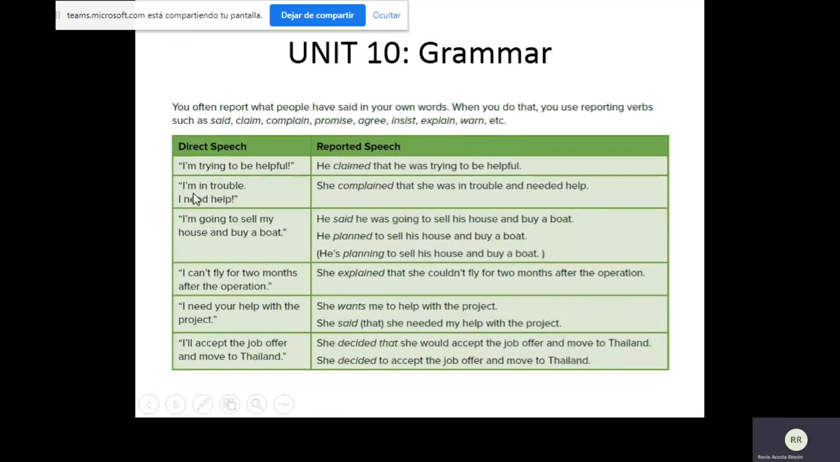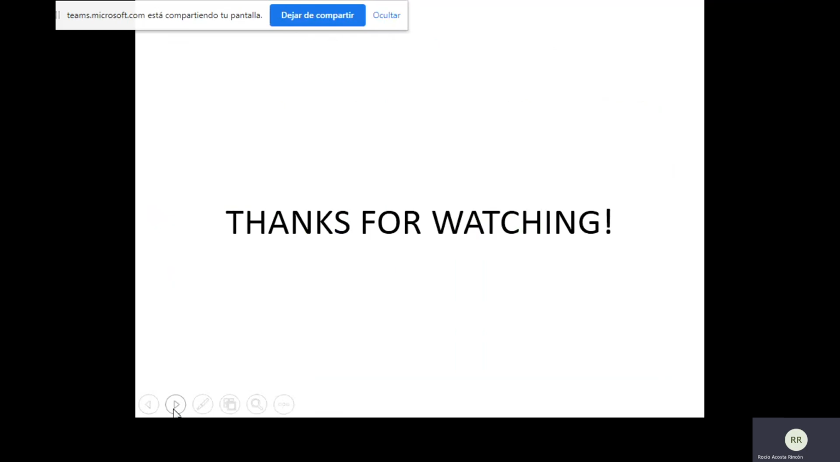Here, claim is like trying to make noticeable a fact. Okay. Second one, I'm in trouble. I need your help, or I need help. And here it's complain, because as this person is talking about trouble, I can use the verb complain. She complained that she was in trouble and needed help. If you see, in I'm in trouble, I'm is in present and I need is in present. And here we have was in trouble and needed help. So both verbs turn into simple past. And of course, you can check the tenses in the other examples. You can stop the slide here in order to check.